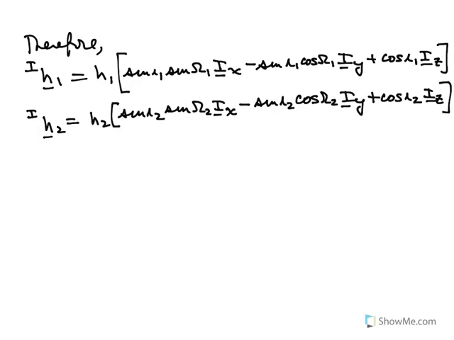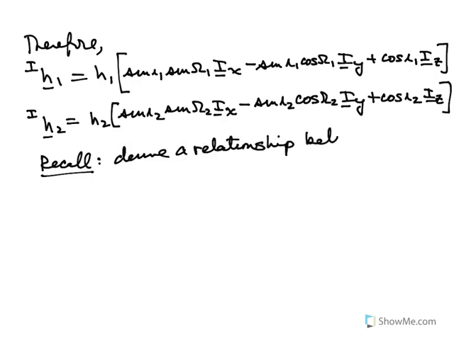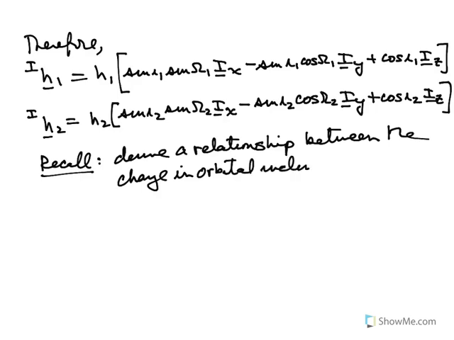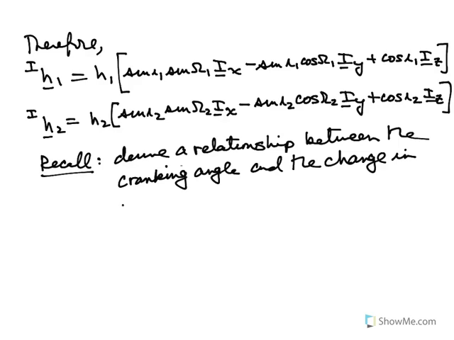Now, remember that what we're trying to do here is derive a relationship between the change in orbital inclination, or if I say it in the same order as I said it before, I'll say the cranking angle and the change in orbital inclination. So you can see here that we have things in terms of the orbital inclination, but we don't have anything in terms of the cranking angle.